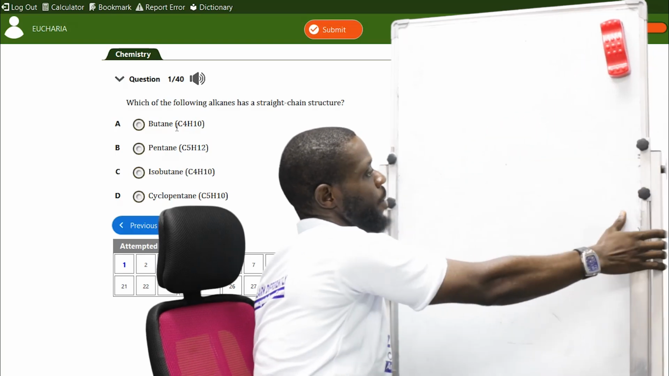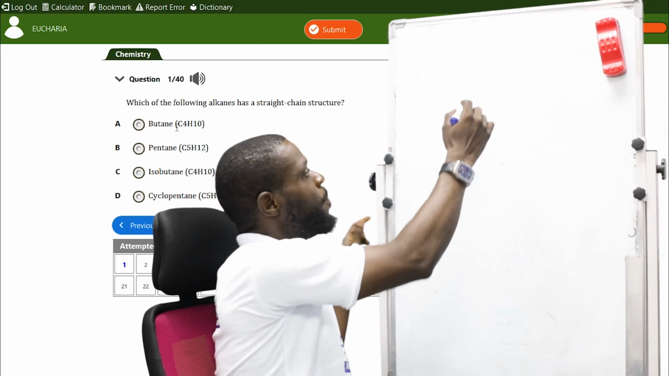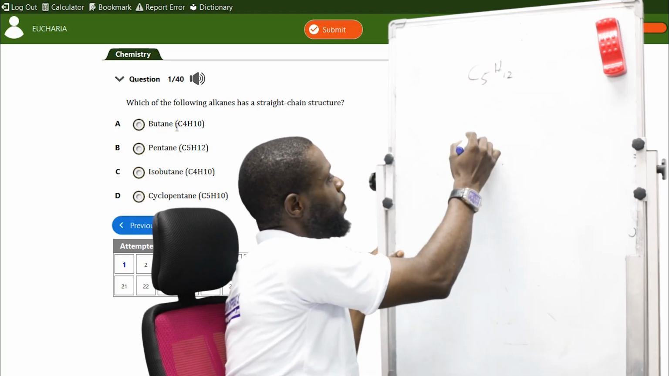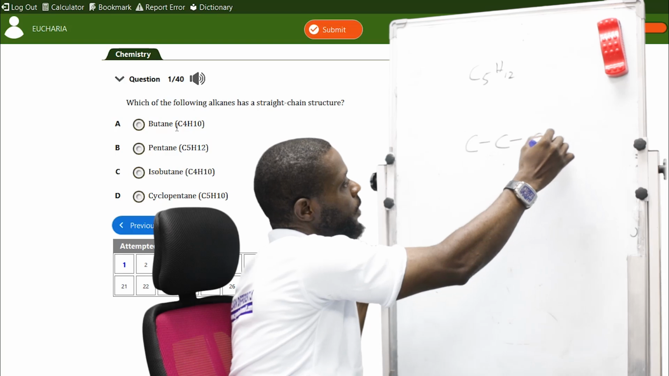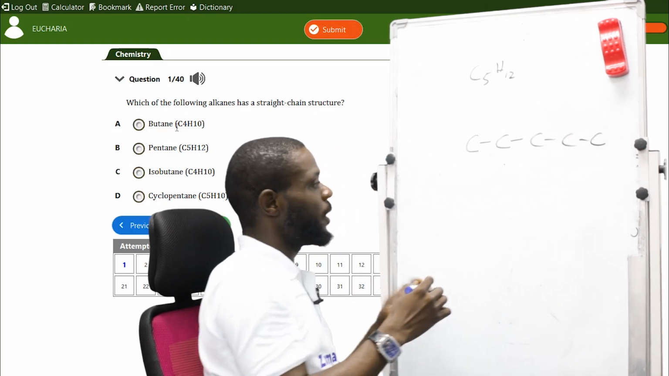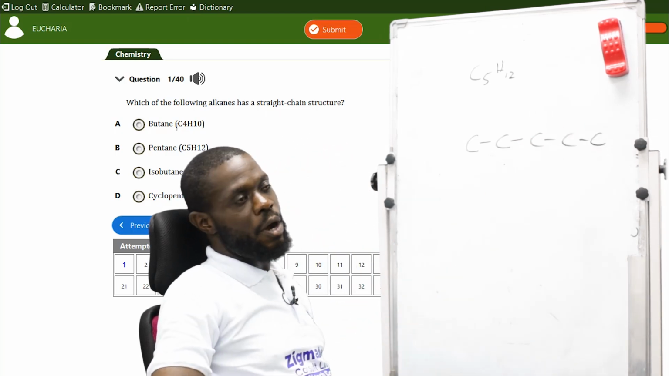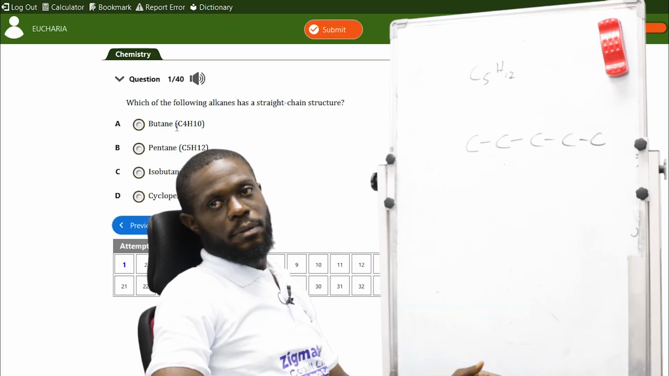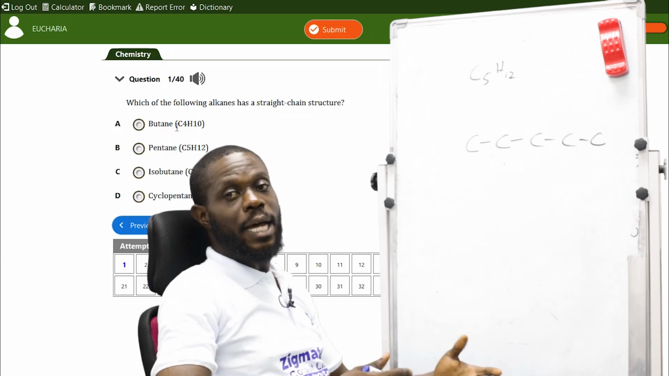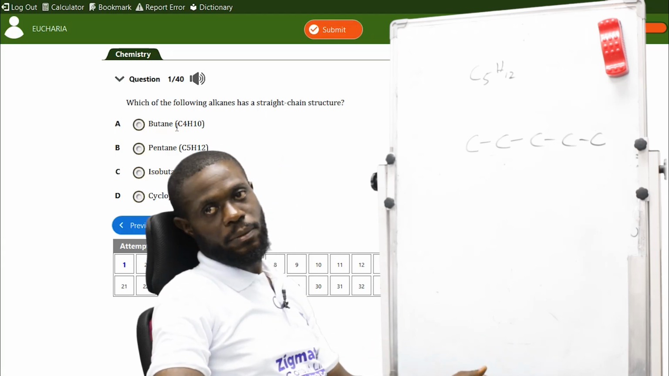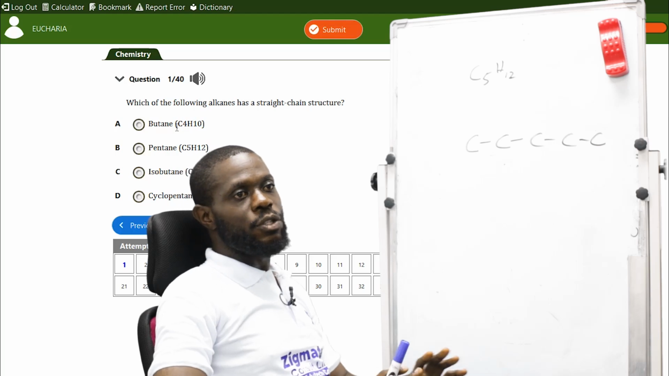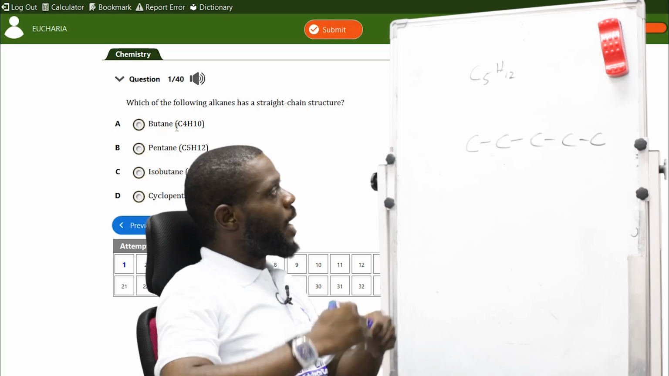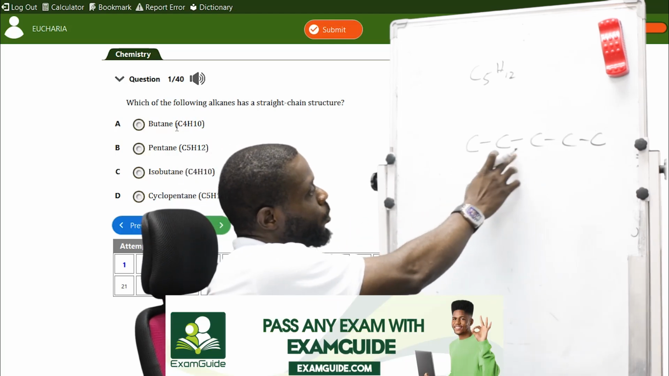Now, let's take a look at pentane. Pentane is C subscript 5, H subscript 12. This is C, C, C, C, and C. This structure is a hydrocarbon. Hydrocarbon is the study of hydrogen and carbon, how they bond together with other elements like sulfur, nitrogen, oxygen. It's just the study of compounds that consist of hydrogen and carbon. Now, if you check, there's a straight structure, 1, 2, 3, 4, 5.